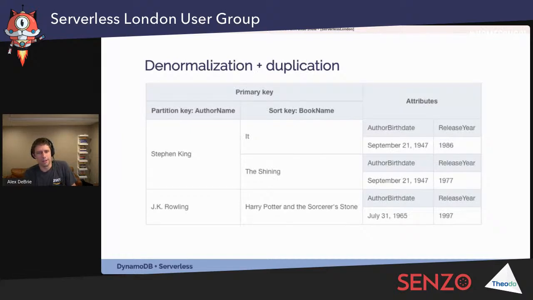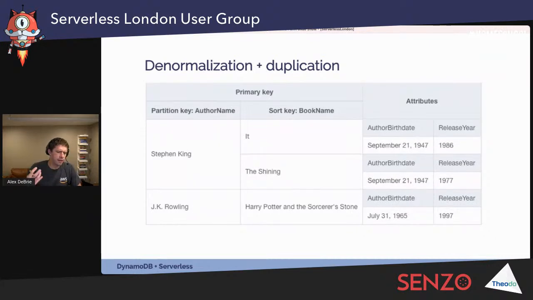Imagine I have a bookstore or a library, something that holds books in it. And my relationship is authors and books, right? And an author can write multiple books. There's a one-to-many relationship between authors and books. So in this table, I have a couple books by Stephen King. I have It and The Shining, and then I also have J.K. Rowling, Harry Potter, things like that.